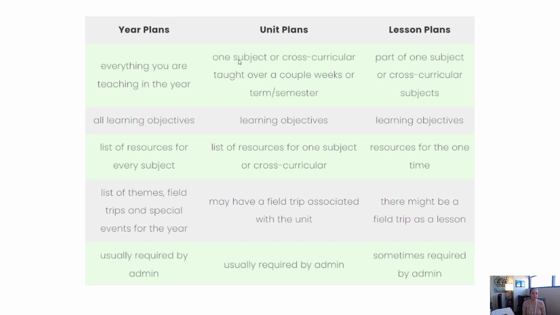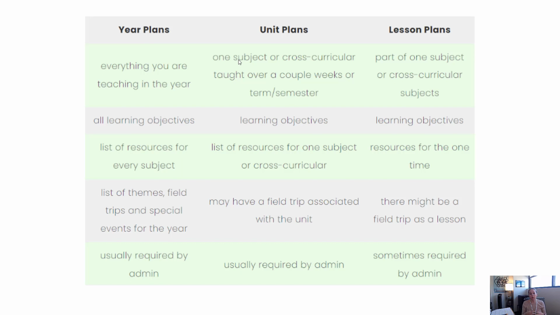So I did want to show you this visual that gives you the difference between them. Your year-long plan is everything you're going to be teaching throughout the year. So in North Carolina, that's 185 days. What are you going to be doing for 185 days? It's going to include all your objectives, your resources, any themes, and then year-long plans are typically required by your administration. I know for me as an educator, it just depended upon what school I taught. When I taught in Durham, I had to turn in every single lesson plan. When I taught here at Beaufort Middle, I had to turn in my year-long plan. So again, it just depends on your administrator and your school.